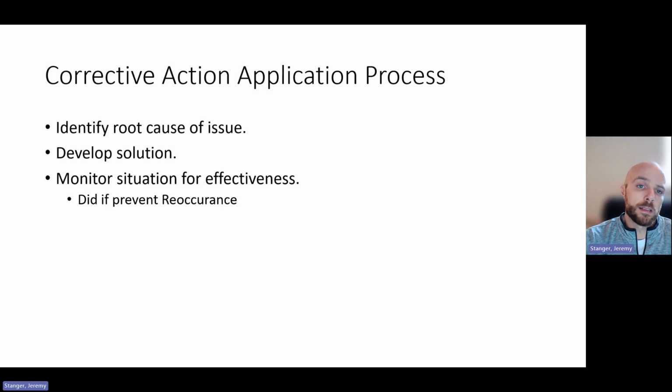Corrective action application process. Identify the root cause of the issue. You develop a solution, and then monitor the situation for effectiveness. So, did it prevent a reoccurrence? We implement a solution to said problem. Does it keep happening again? From a JBT and EHS perspective, that's something that we're trying to get a better understanding of in the business. Are we implementing the proper corrective actions? If we are, are we preventing reoccurrence? We can't really gather that data totally. We can just see what comes through as being reported, and whether we are having the same factors.